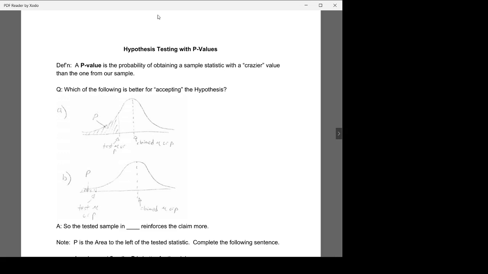And I'll also show you a much faster way of actually doing this hypothesis testing, I believe, in the next lesson, and we'll use what's called rejection regions. But for now, we'll do p-values because you'll understand where the rejection regions come from.